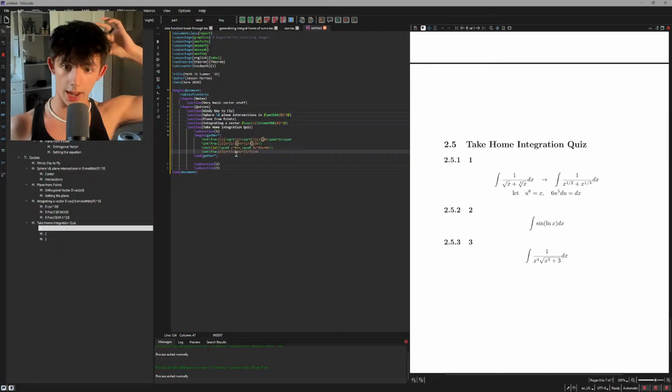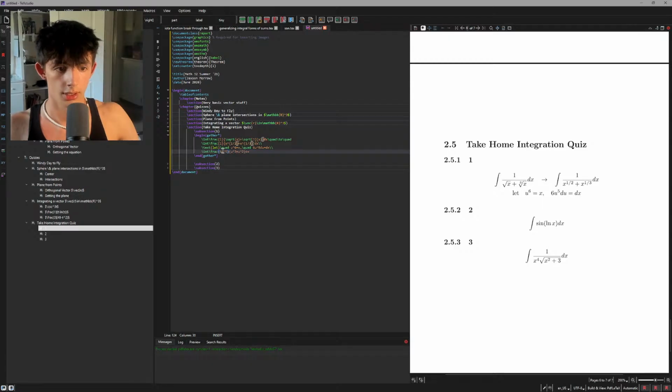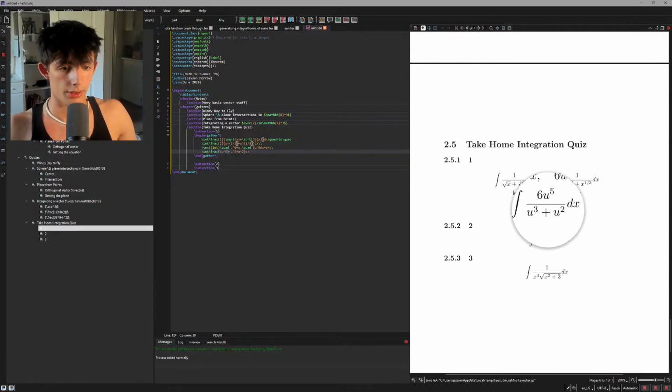And then u to the 6th equals x. So x to the 1/2 is u to the 3rd power, and then this is u raised to the power of 2, and then 6u to the 5th is on top. So let's type that in: 6u to the 5th over u cubed plus u squared.